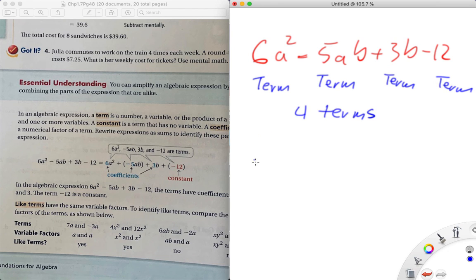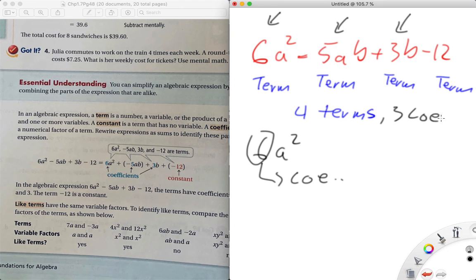Coefficients. So let's focus on the 6a squared. Coefficients are the numbers that are multiplying the variable. So in this case, we have 6, which is a coefficient because it's multiplying a squared. We have negative 5. We count the negative sign here because it's multiplying ab. And then we have 3 because the 3 is multiplying the b. So we have 3 coefficients.